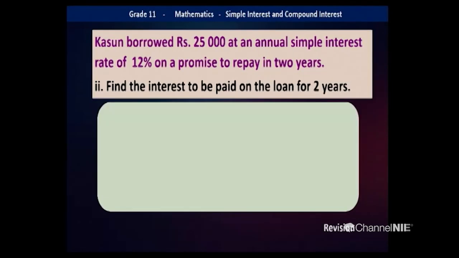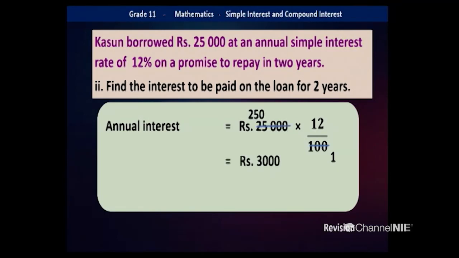Then second part, find the interest to be paid on the loan for 2 years. Let us see, now he got a loan. For that loan he has to pay interest under the simple interest method. Annual interest is 25,000 into 12 upon 100. At the very beginning of the lesson we studied this simple interest. Then that answer is 3,000. 25,000 divided by 100 is 250, 250 into 12 is rupees 3,000.